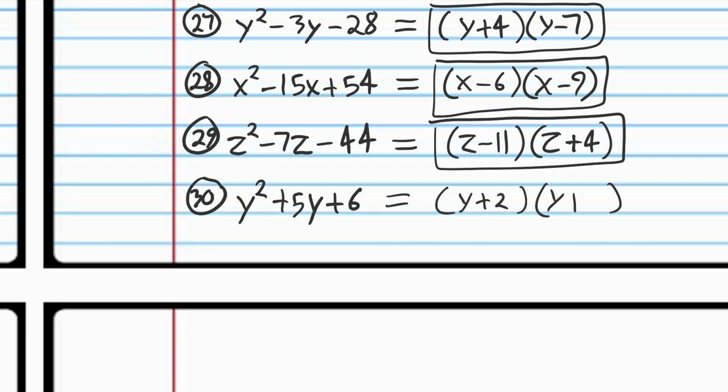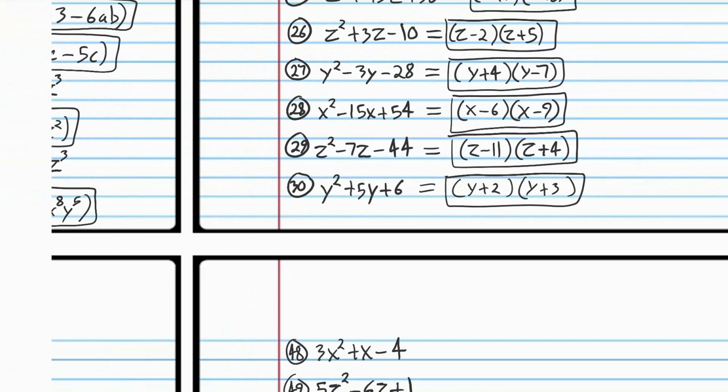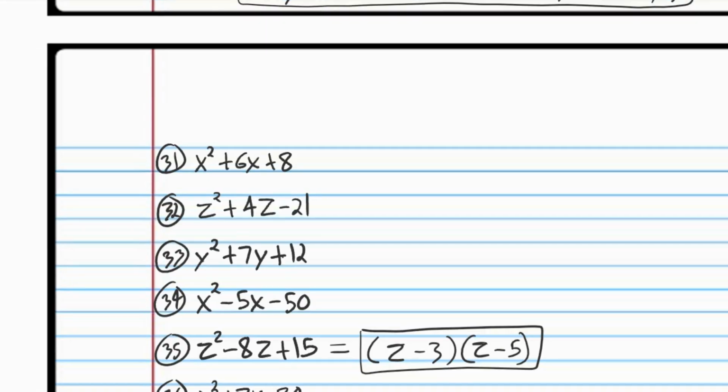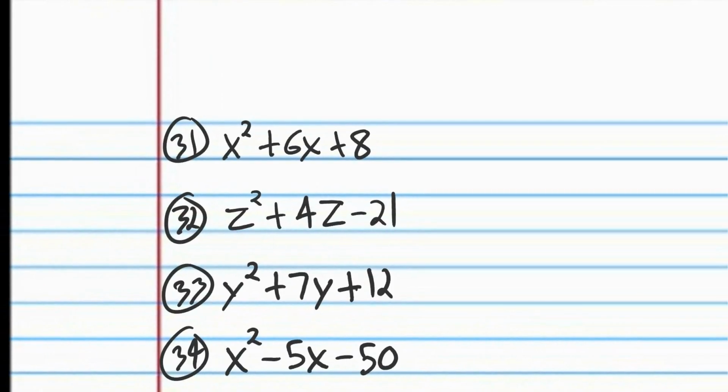That's going to be 2 and 3. So if you got that answer, good job. Looks like 31 is another problem where there's no negative, so that's going to be easy. Let's go ahead and attempt 31, and when you come back, we'll do it together.